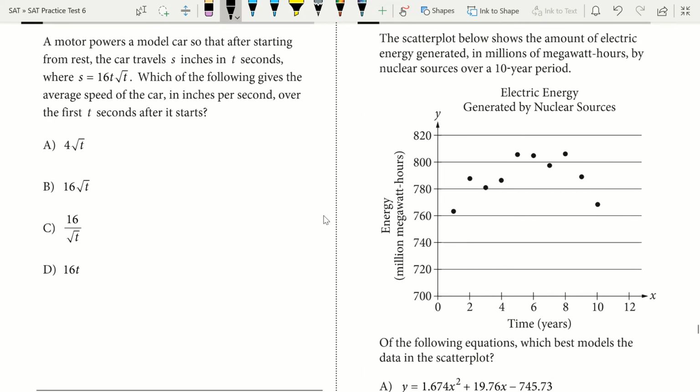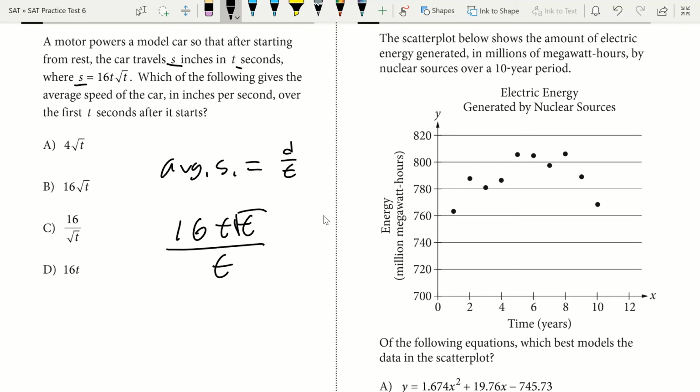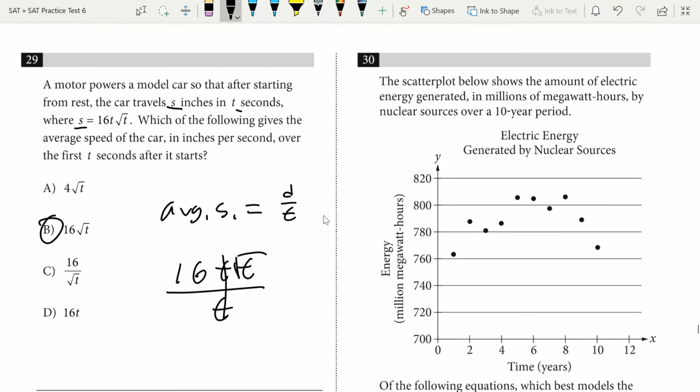Question 29. A motor powers a model car so that after starting from rest, the car travels s inches in t seconds, where s equals 16t times the square root of t. Which of the following gives the average speed of the car in inches per second over the first t seconds? Well, we know our average speed is equal to distance over time. We know our distance is s equals 16t times root t. We divide that by time. Our t's will cancel, and our average speed is going to equal 16 root t, which is B.